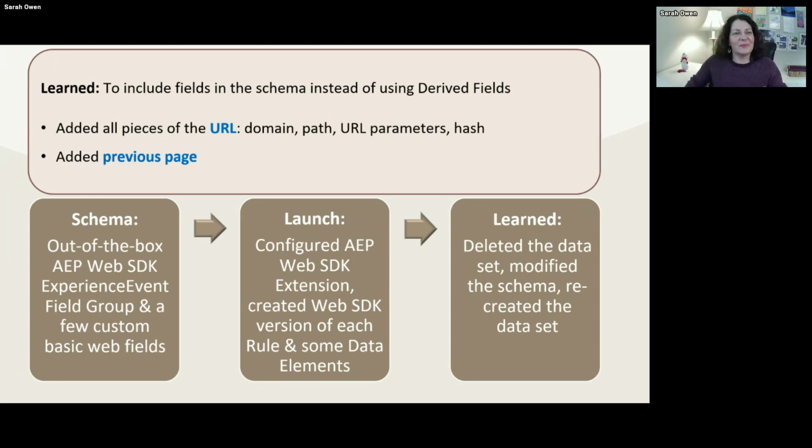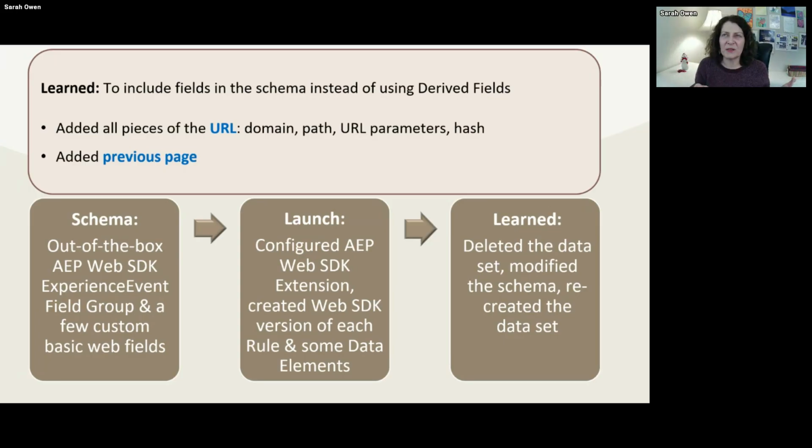Awesome, thanks guys. You hear a lot about derived fields and how awesome they are, and they are, but depending on your contract, you have a certain amount of derived fields that you can use. So they're not endless. And while they can do a lot, we just didn't want to use them for something as simple as getting the domain, path, URL parameters, and hash from the URL. We said, we have the data, let's just pass it. Let's not take it from the URL and parse it out. Let's just pass them. So we did that.